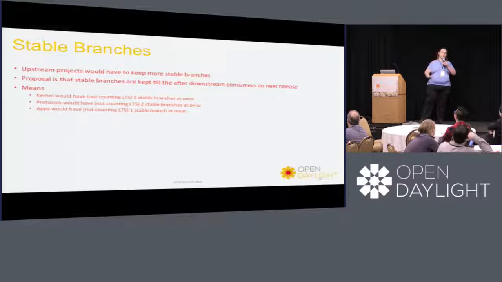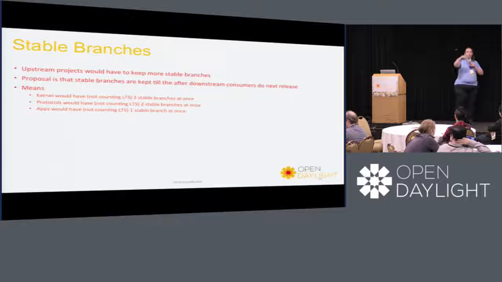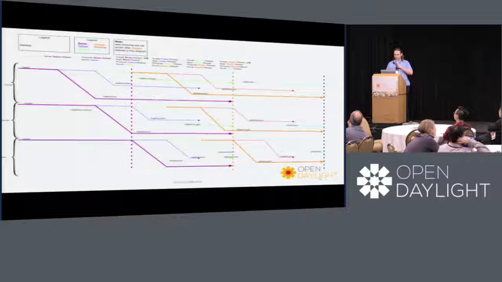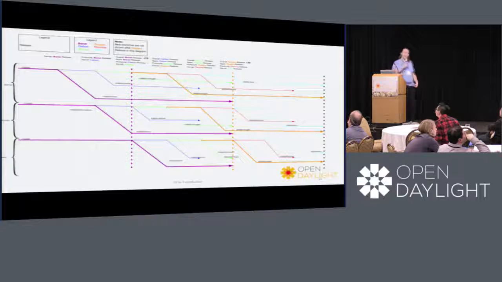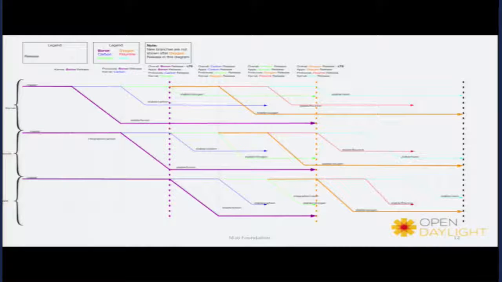Let me move forward and we'll talk about LTS as well, right? So the basic notion here is that if I'm kernel and I release Boron, I cut a stable branch. Meanwhile, protocol releases Boron. Meanwhile, I've released Carbon, so I've got stable Boron and stable Carbon. Actually, let me find my picture. No, I've done all I can in that department.